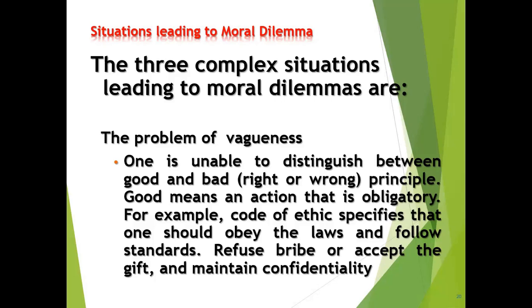One is unable to distinguish between good and bad principles, where good means an action that is obligatory. For example, a code of ethics specifies that one should obey the laws and follow the standards, refuse a bribe or accept a gift, and maintain confidentiality. So there is some vagueness here, whether to refuse a bribe or accept the gift and maintain confidentiality.